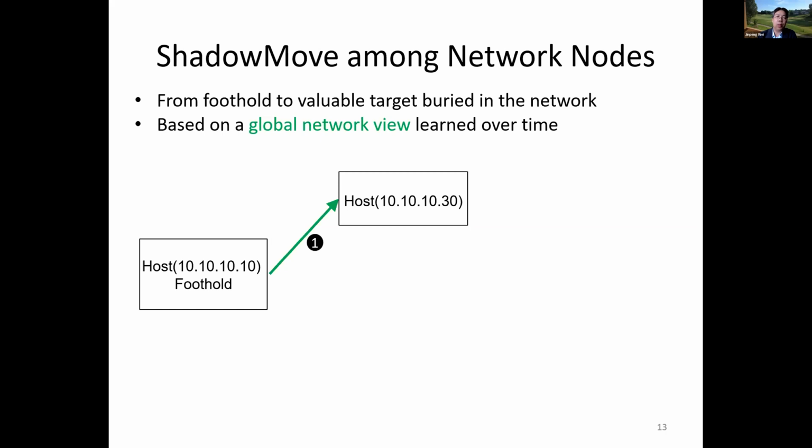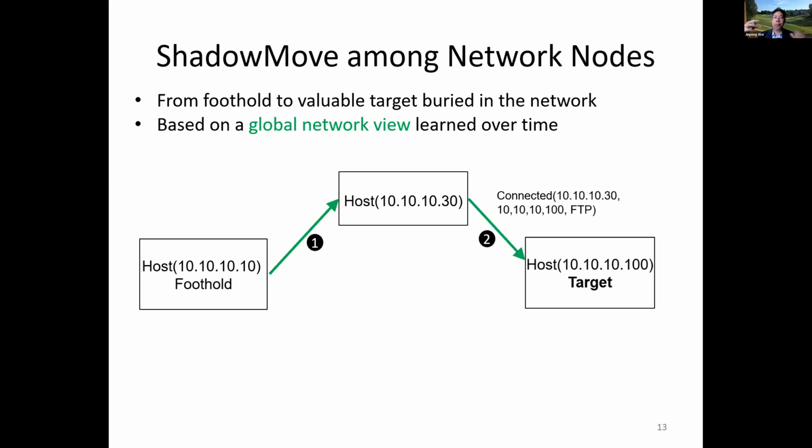So what we do is ShadowMove will systematically learn a global network view of the target network by leveraging the already discovered and abused connections. And this network view is basically a graph. The nodes represent the hosts, and the edges represent the connections among the hosts, including, for example, what kind of protocols are running there. So as the APT makes progress, this graph is gradually learned and gradually enhanced.